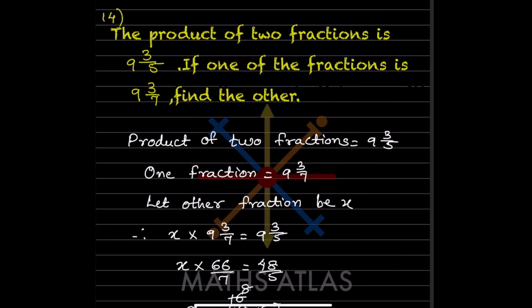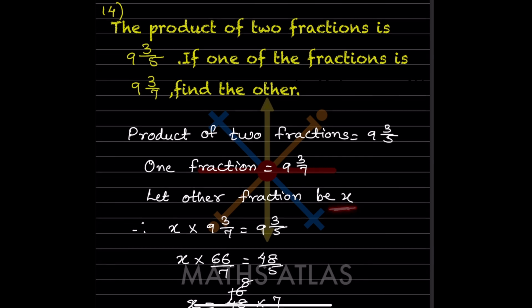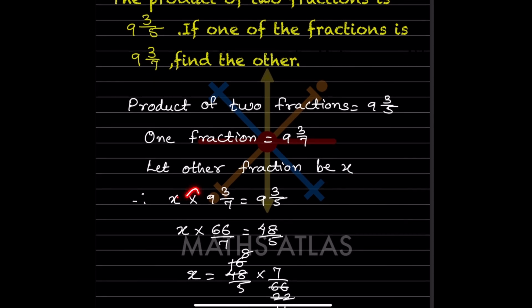Now, the product of two fractions is 9 3/5. If one of the fractions is 9 3/7, find the other. Here they have given the product and not the sum. That is very important. So the product of the two is given as 9 3/5 and one fraction is 9 3/7. What is the other? We have to consider the other fraction as x. So product means x into this 9 3/7, and that is equal to 9 3/5.